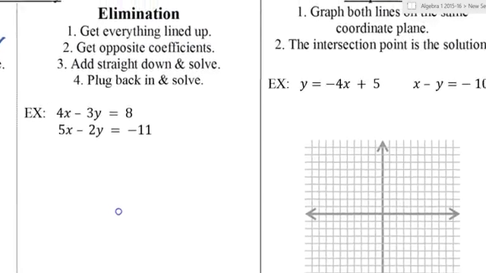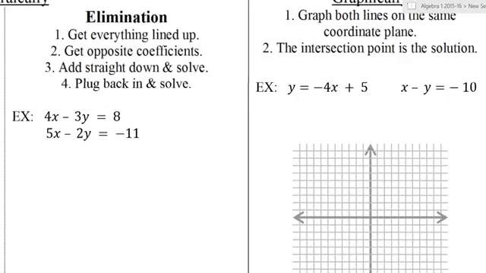Okay, let's look at elimination. This is where we want to get something to eliminate or for something to cancel out or give us 0. Okay, so we need to have everything lined up. So if you look at this example, all of our x's, y's, equals, and numbers are lined up, so that's good. Now we need to get opposite coefficients. Numbers like 2 and negative 2, 3 and negative 3, 4 and negative 4, so exact opposites. If you don't have opposite coefficients, you need to multiply one or both equations by something in order to get opposites. Now personally, I like to work with smaller numbers, but you can work with the 4 and the 5 or the 3 and the 2.